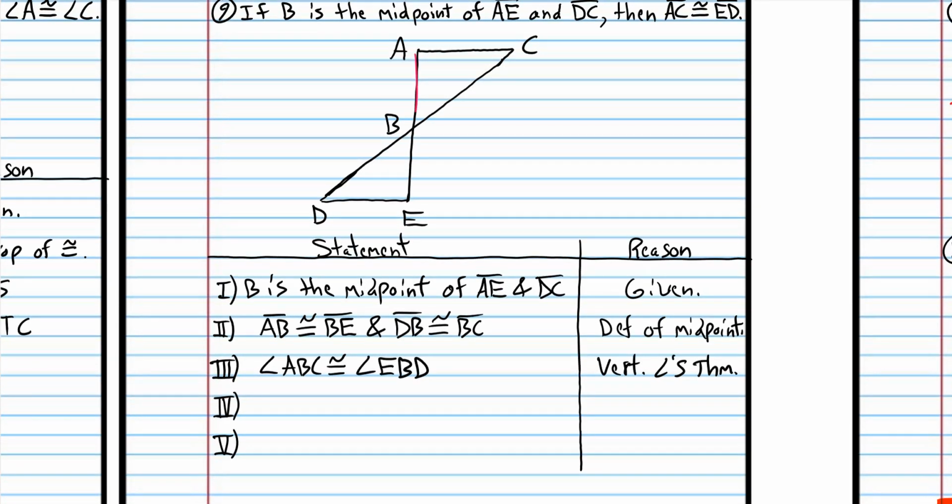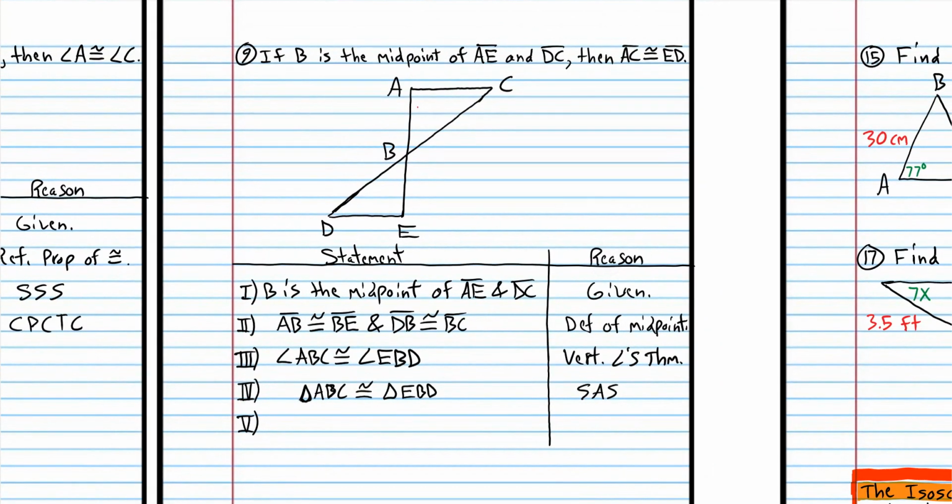So we have side angle side and side angle side. So we can use the SAS postulate to say that triangle ABC is congruent to triangle EBD. And now that we know that the triangles are congruent, we can say that side AC is congruent to side ED by CPCTC. So if you got that one right, good job.